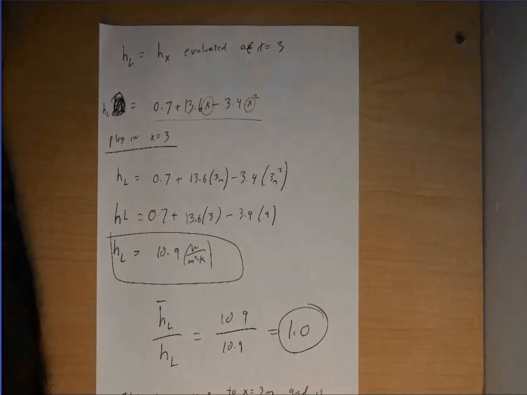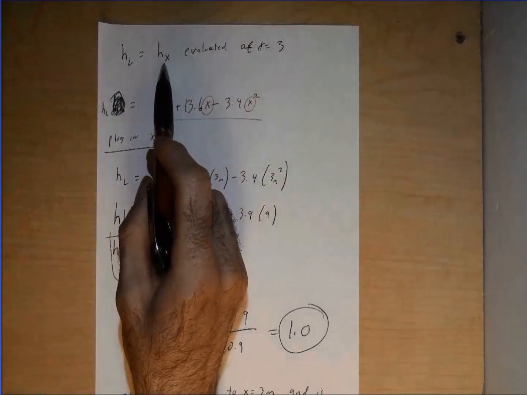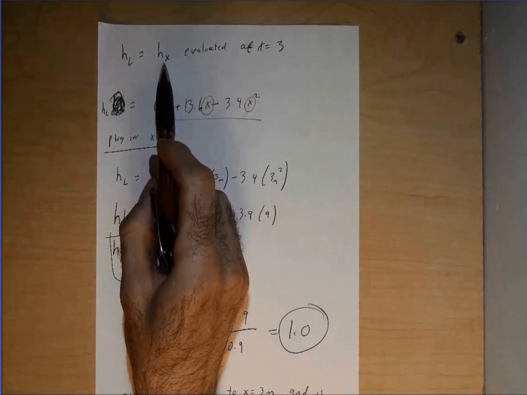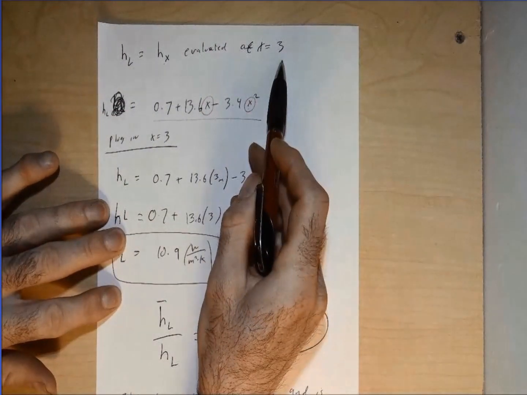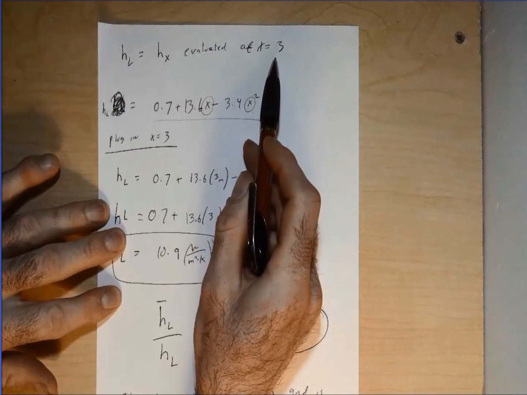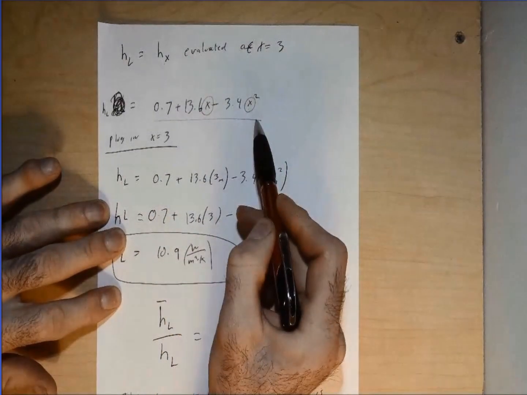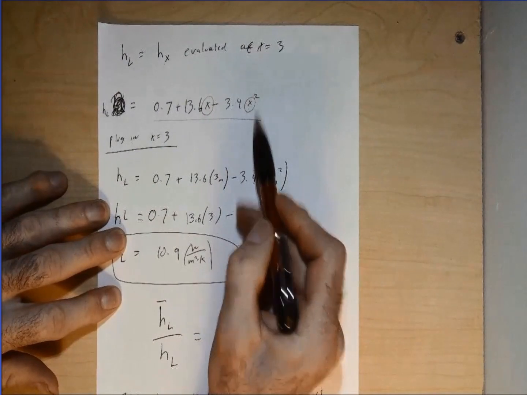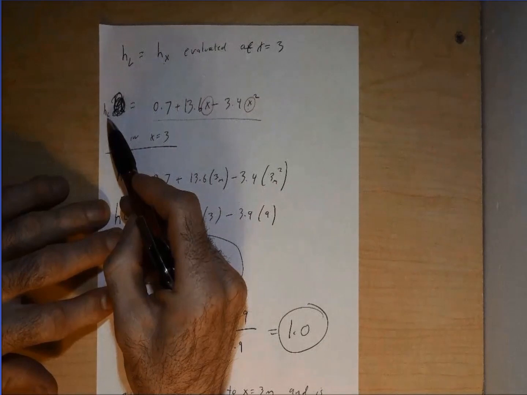What we can do here is realize that our h of L is simply our h of x expression, the equation that they give us in the problem statement, evaluated at x equals 3. And this is because the total length, our L, is equal to 3. So we can take this expression right here for h of x and plug in x equals 3 in order to get a value for h of L.